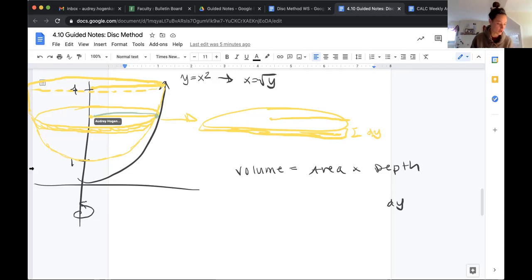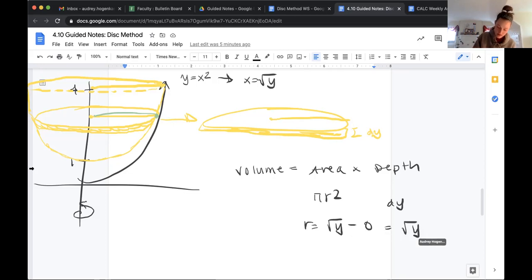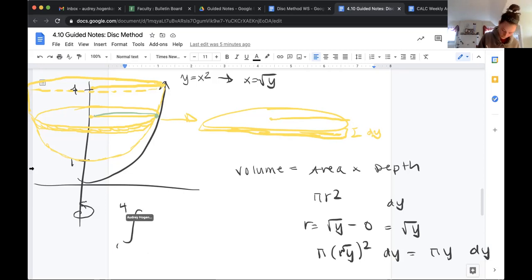And so our radius is just going to be the square root of y minus 0. So area is pi r squared because we still have a circle. R is equal to the square root of y minus 0, which is just the square root of y. So if we plug that into our area, we get pi times the square root of y squared dy, which is just equal to pi y dy. And then to sum up our volume, we'll take the integral from 1 to 4 of pi y dy, which is equal to 15 pi over 2.